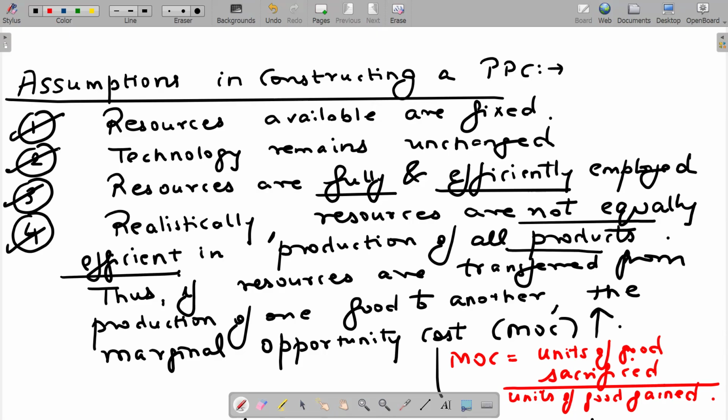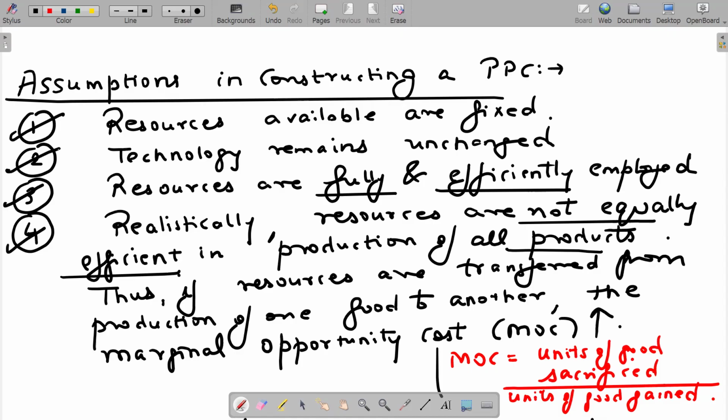That means resources have specialization in some goods, but when you transfer them, you have to sacrifice more and more of one good to produce the other. It's like saying in 1 hour, you give me economics questions and chemistry questions to solve. I am more efficient in solving economics questions because my expertise lies in economics. Now, if in that 1 hour you give me chemistry questions to solve, for every additional chemistry question, I have to give up more and more of economics questions because my expertise is not in chemistry, it's in economics.